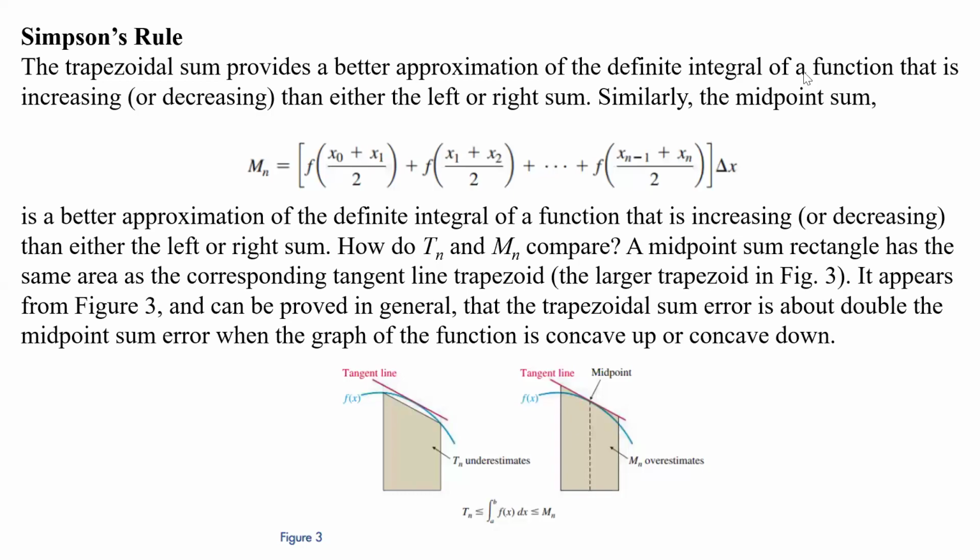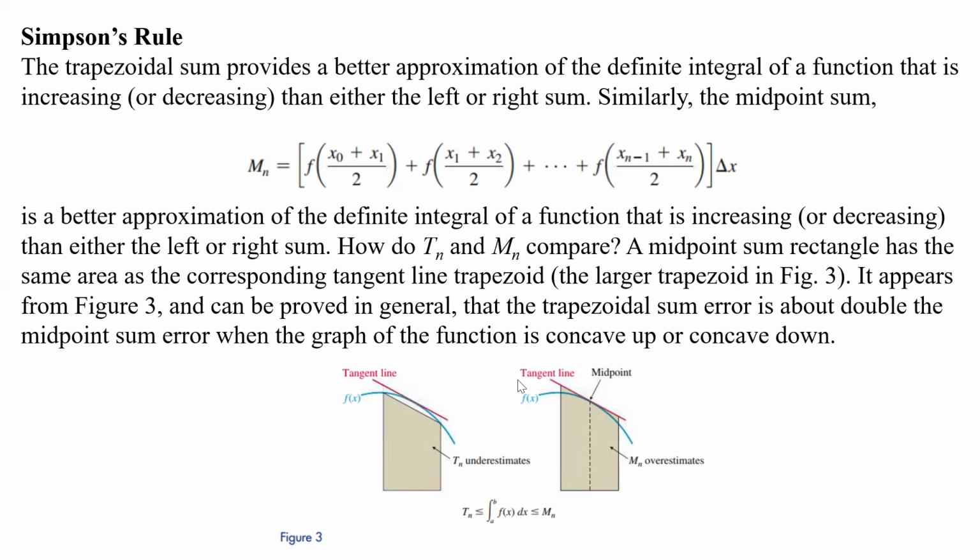All right, so now we have Simpson's rule. The trapezoid sum provided a better approximation of the definite integral of a function that is increasing or decreasing than either our left or our right sum. And similarly, the midpoint, which we also have looked at, is going from the midpoint here. So we're taking the average of them and we're actually coming up to here. So it's a little bit over, a little bit under.